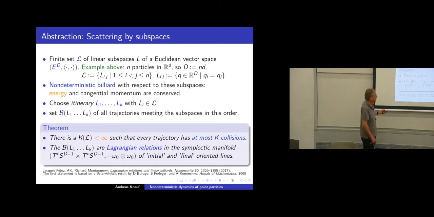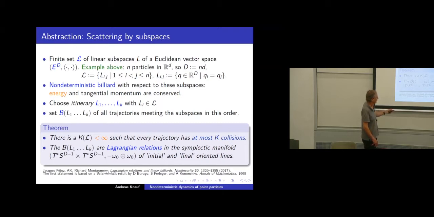first of all, by basically a statement by Burago, Ferleger, and Kononenko, there's a finite number capital K such that if this small k is larger than capital K, then this set is empty. There's no realization. Yeah? Second point, there are more points, but I focus only on this one. There's a Lagrangian relation defined by this choice.